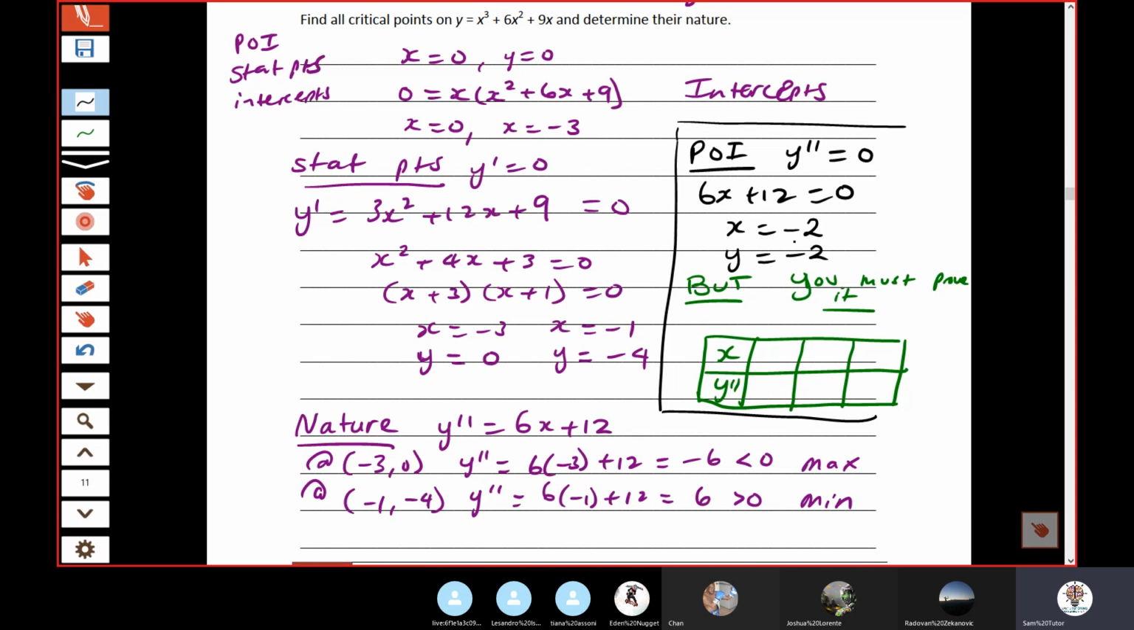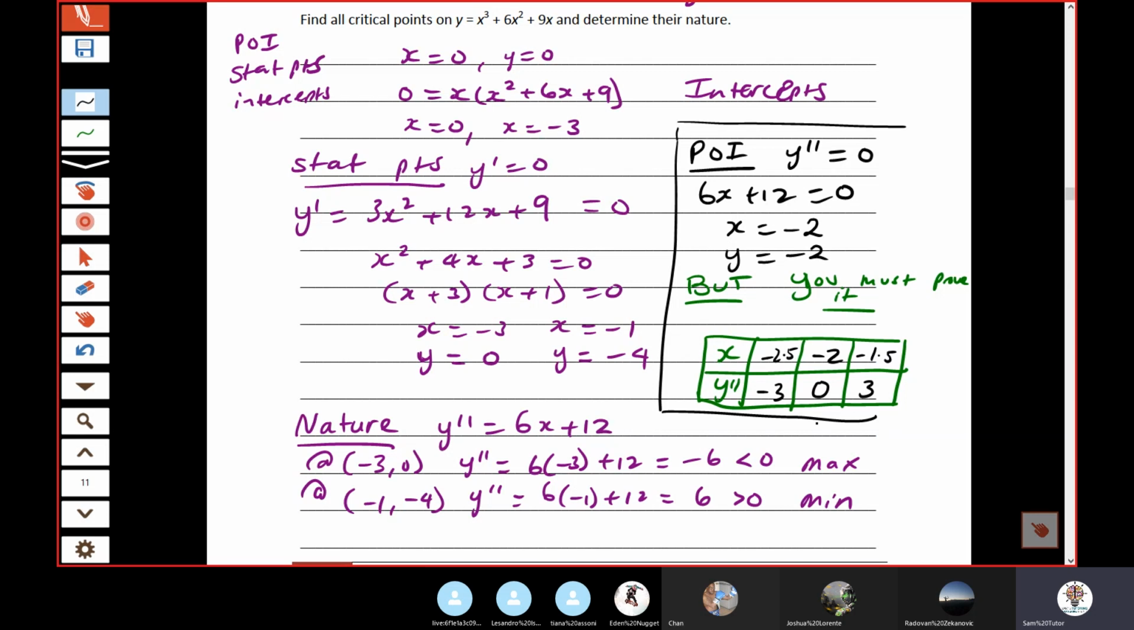All right, so x is -2. Y double dash is what, when x is -2? Always the middle term has to be 0. Choose something before it. Don't choose -3, because that's a stationary point. Don't do that. But we'll go with -2.5 and we'll go with -1.5. Good. So sub it into y double dash. 6 bracket -2.5 plus 12. Still -3, and I'm going to assume the other one's going to give me a +3.